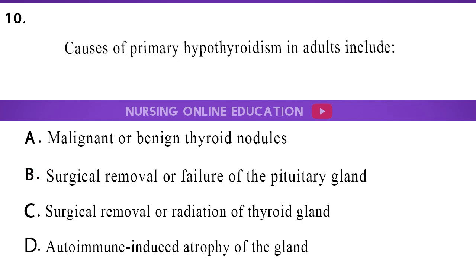Swallowing. 10. Causes of primary hypothyroidism in adults include A. Malignant or benign thyroid nodules. B. Surgical removal or failure of the pituitary gland. C. Surgical removal or radiation of thyroid gland. D. Autoimmune-induced atrophy of the gland. The answer is option D. Autoimmune-induced atrophy of the gland.